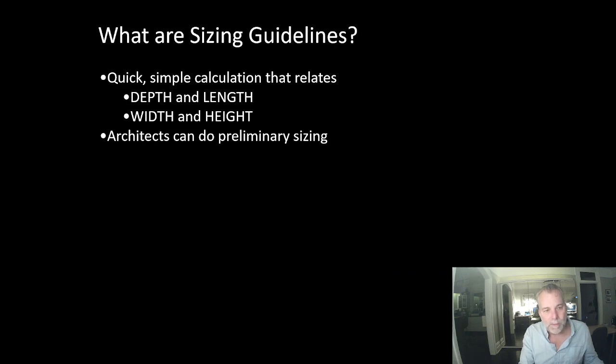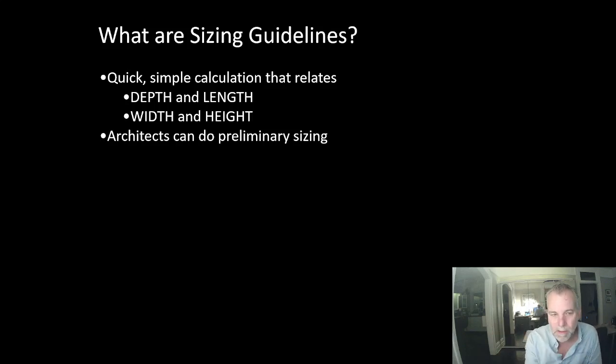We're going to look at some sizing guidelines. A sizing guideline is a quick calculation that relates depth to length or depth to span. We often refer to them as depth to span ratios. We'll also talk about width relative to height, but that's a much less reliable sizing guideline. The depth to span ratios are really quite reliable.